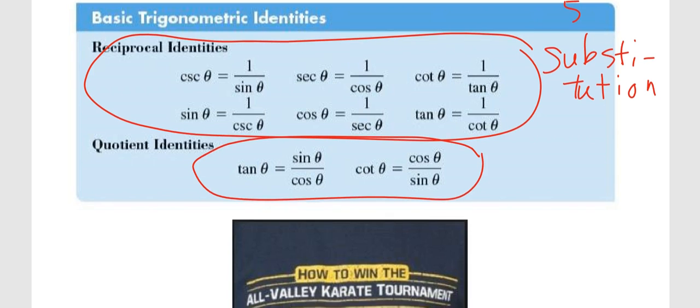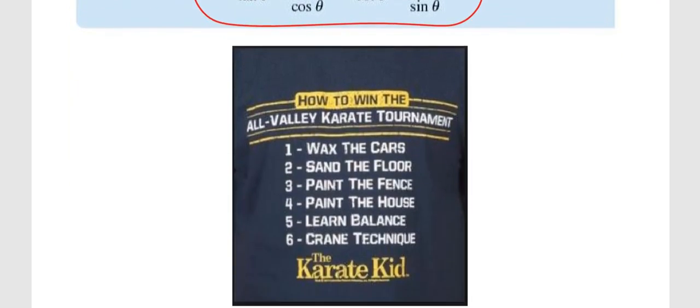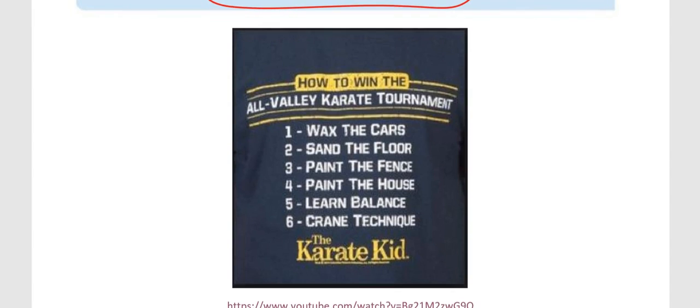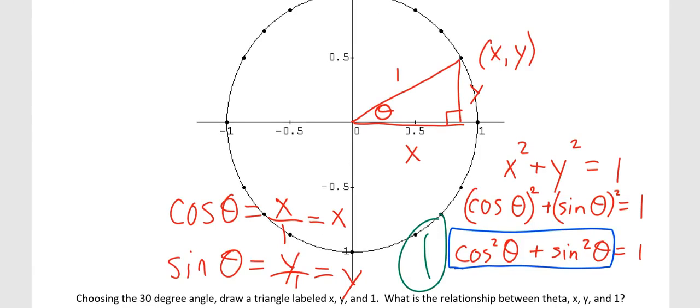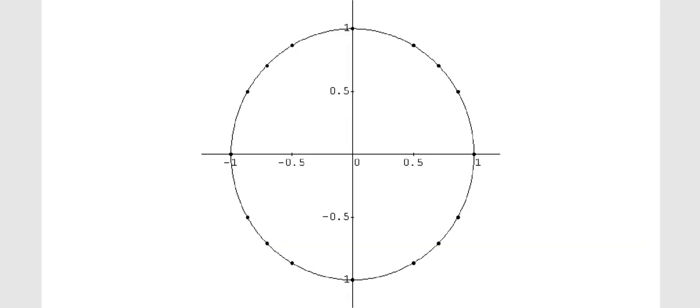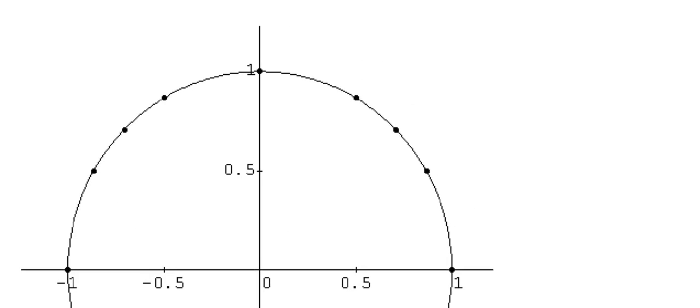I should have put this at the beginning. The How to Win the All Valley Karate Tournament. That's from Karate Kid. All the things he was asked to learn. The last one is at the end. Why is this in here? Okay, that is not what I wanted. Let me pause this.